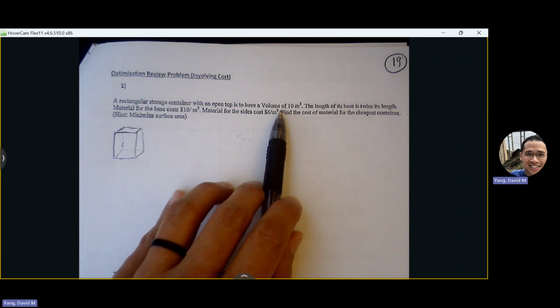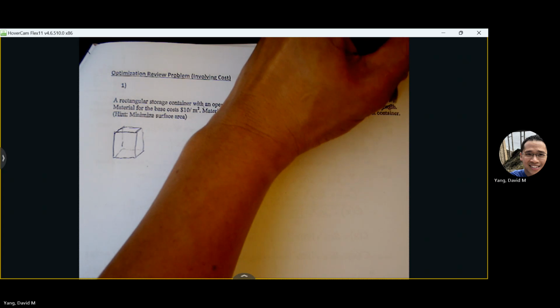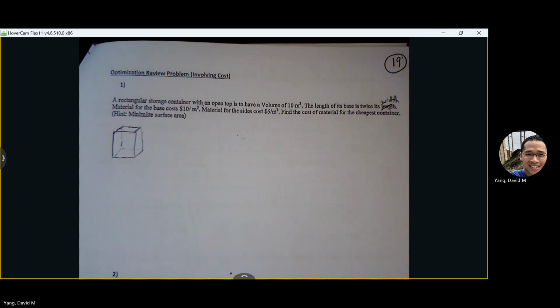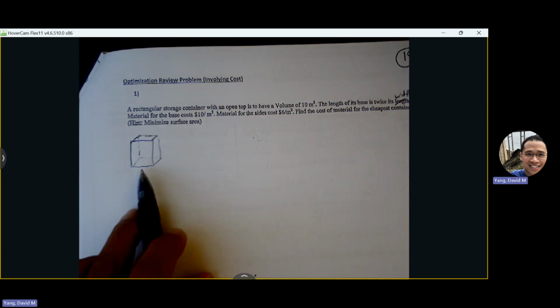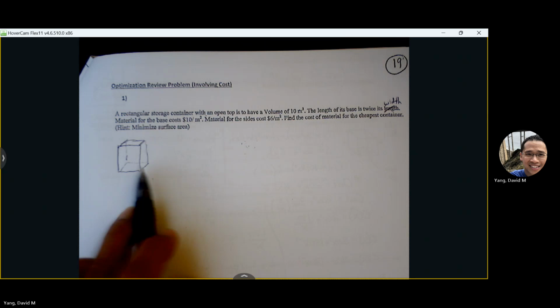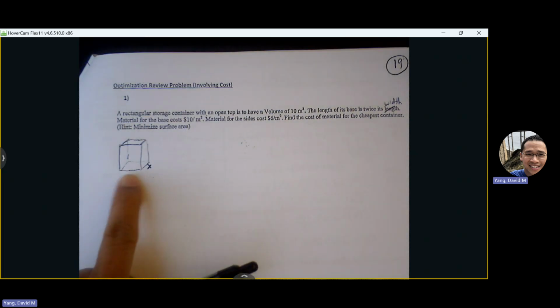There's a volume of 10 cubic meters. The length of its base is twice its width. Material for the base costs $10 per square meter. Material for the sides costs $6 per square meter. Find the cost for the cheapest container. Okay, so there's a relationship between the length and the width. If I call one side x, I can call the other side 2x.